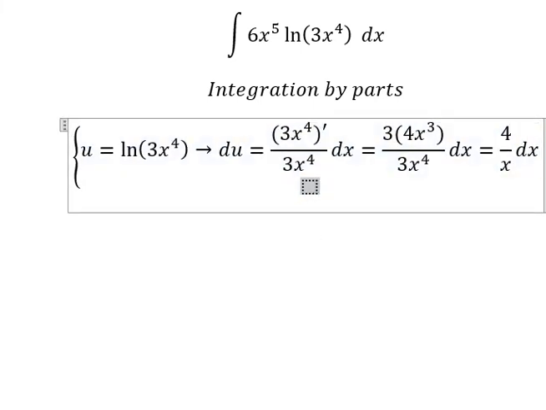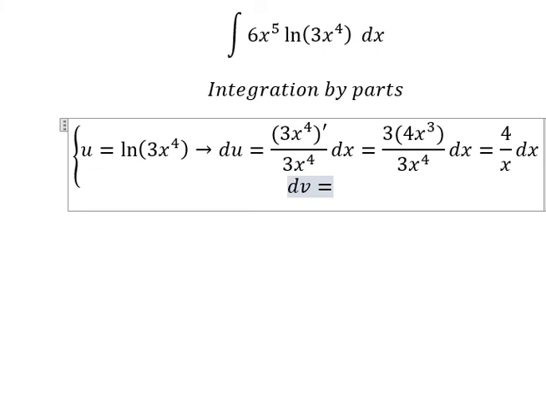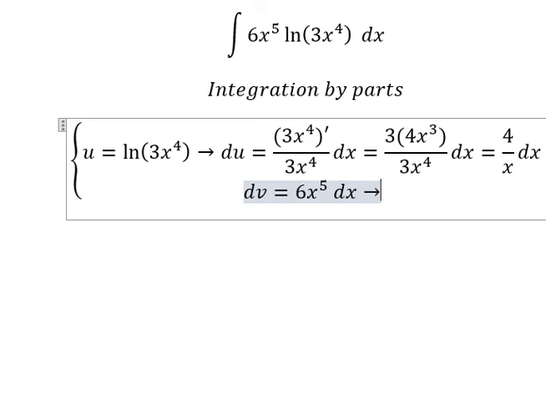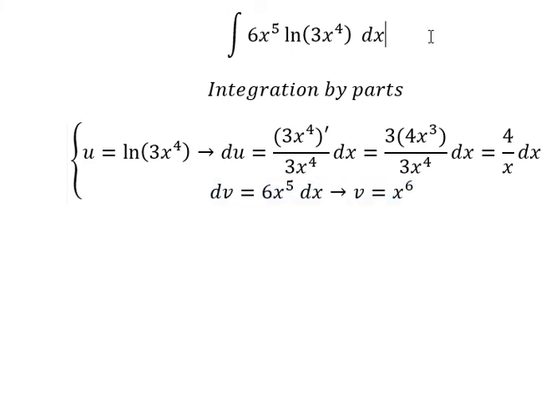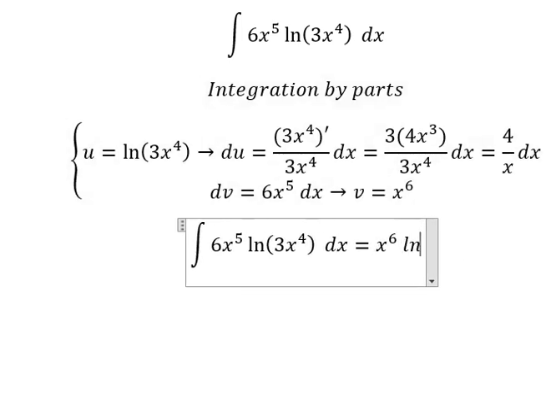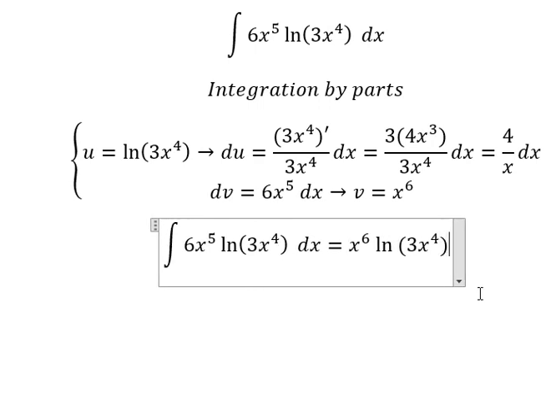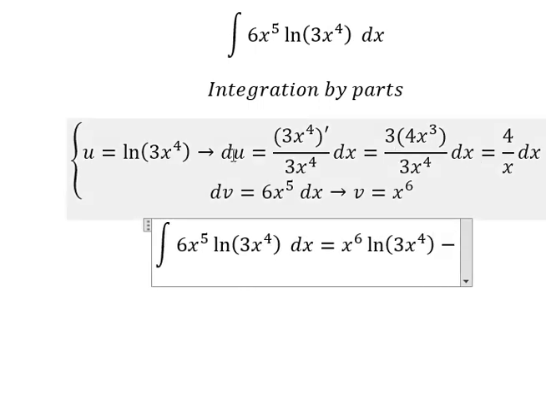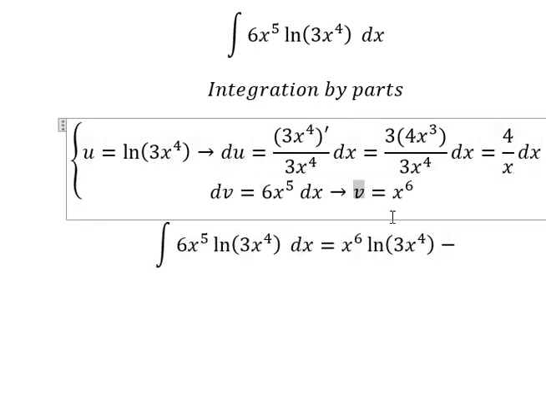Next, we have v, which is 6x to the power of 5 dx. The integration of this one, we have v equals x to the power of 6. So, we have u multiplied by v, minus du multiplied by v.